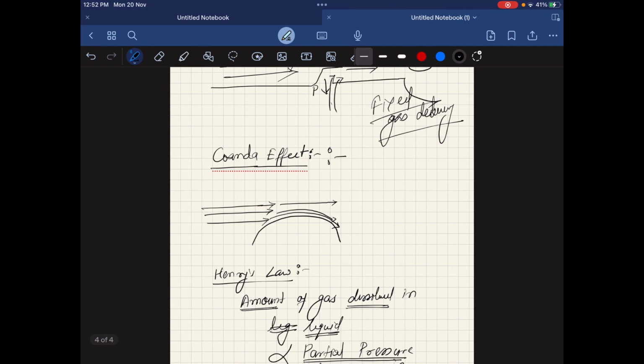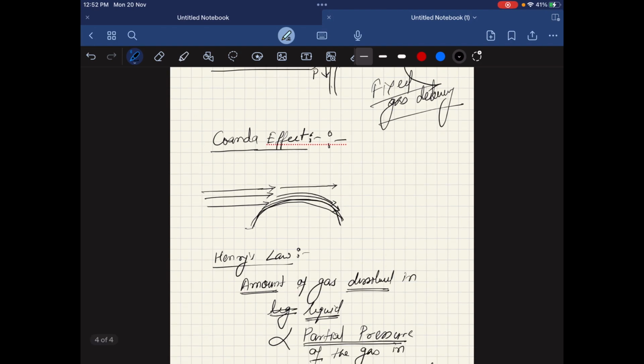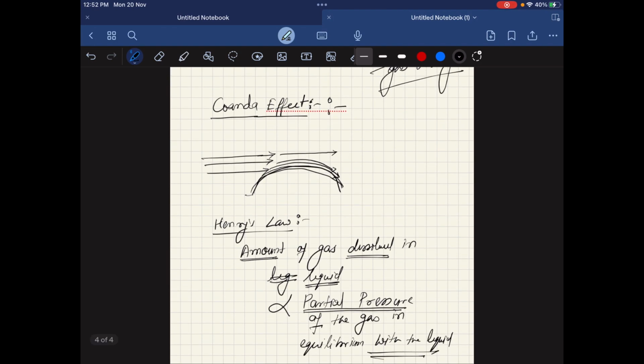while the Coanda effect is leading to the fluid following the convexity of the surface rather than flowing in the straight direction. And Henry's law says amount of a gas dissolved in a liquid is directly proportional to the partial pressure of the gas.